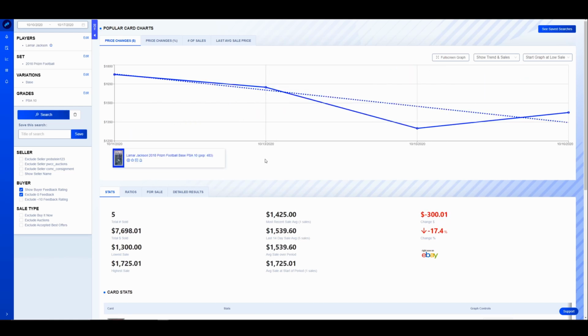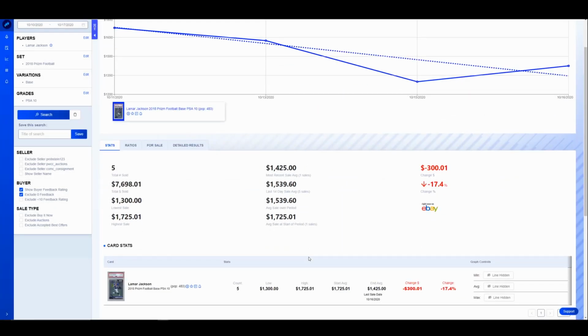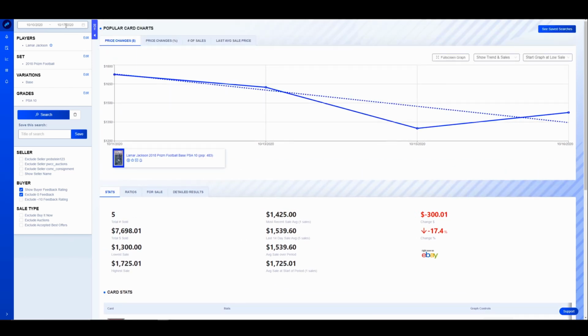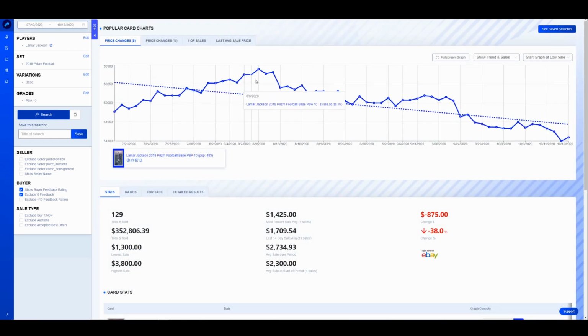Since we spent a ton of time on NBA on Friday, I wanted to dive a little bit into football. The biggest faller in the market continues to be Lamar Jackson. His cards have just free-fallen since August. He is down another almost 20% this week, down to $1,400 now. If I blow this graph back, it's astounding how much money has come out of him.